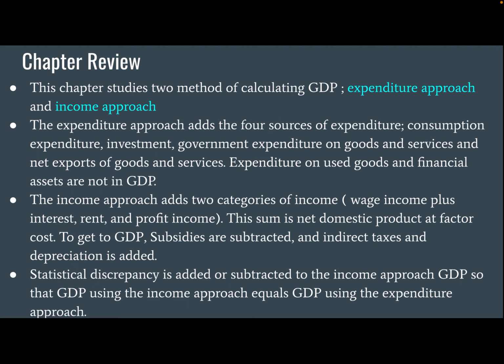The income approach adds two categories of income: wage income plus interest, rent, and profit income. This sum is net domestic product at factor cost. To get to GDP, subsidies are subtracted and indirect taxes and depreciation are added. A statistical discrepancy is added or subtracted to the income approach GDP, so that GDP using the income approach equals GDP using the expenditure approach.